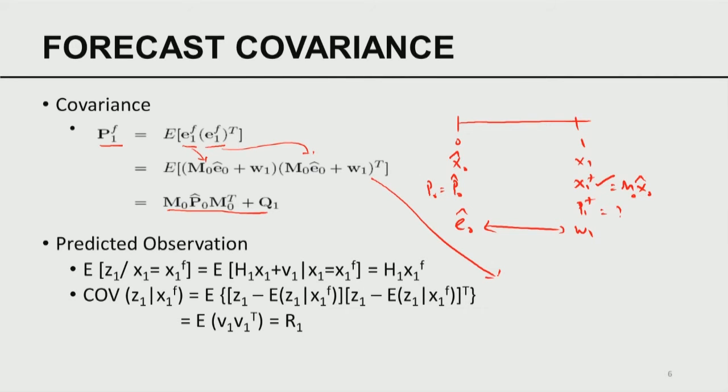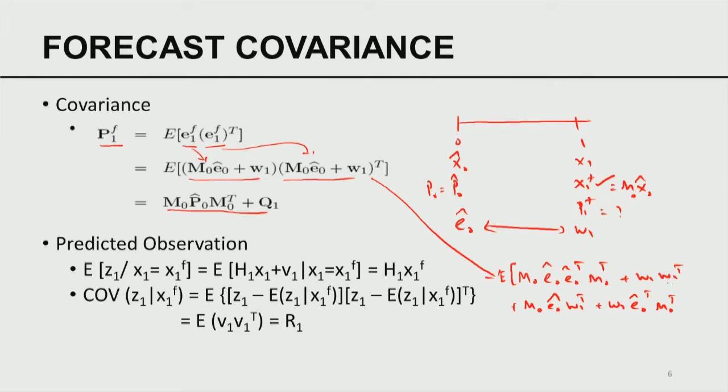So what is this? This is equal to m0 e0 hat, e0 hat transpose, m0 transpose plus m0 e0 hat w1 transpose plus w1 e0 hat transpose m0 transpose plus w1 w1 transpose. I am sorry, I made a mistake. One second. You can readily see the multiplication of these 4 terms leads to these 4 quantities.